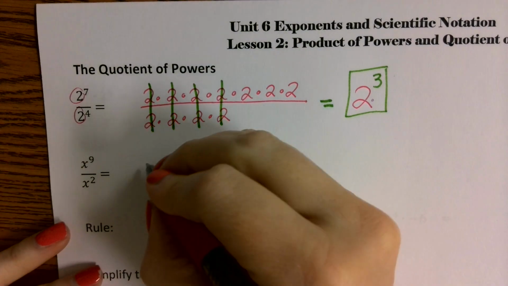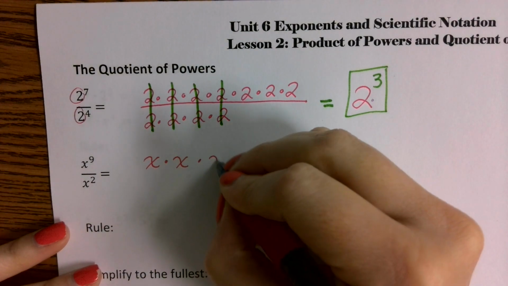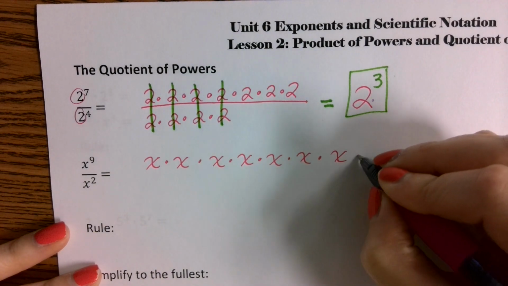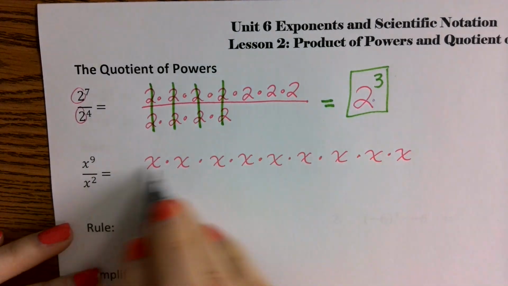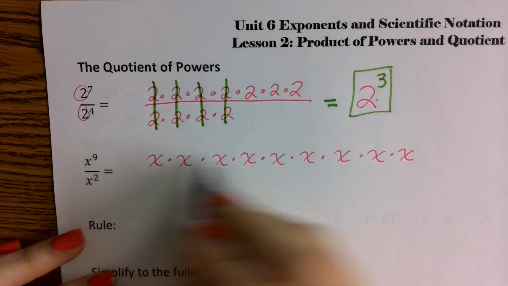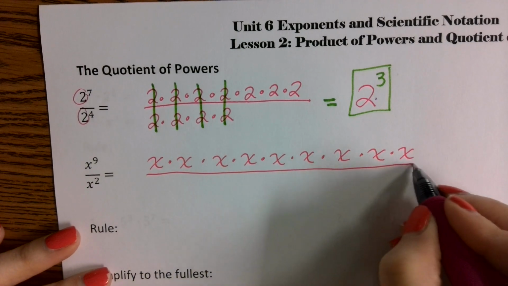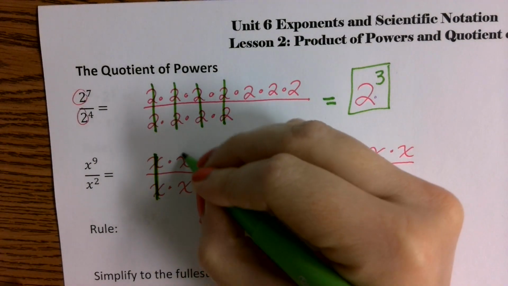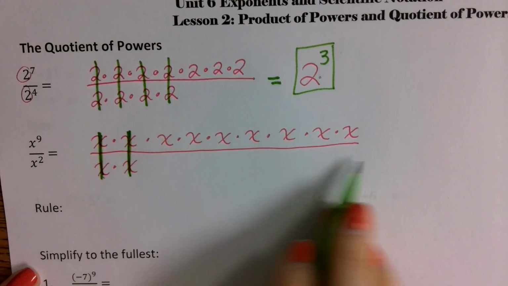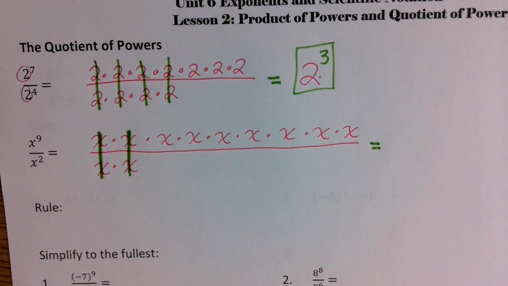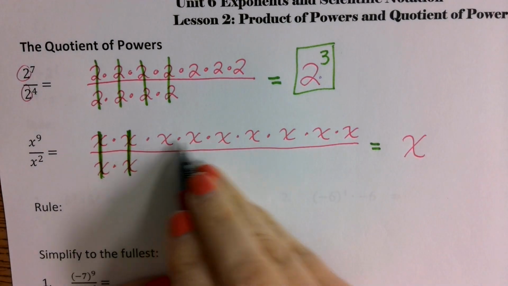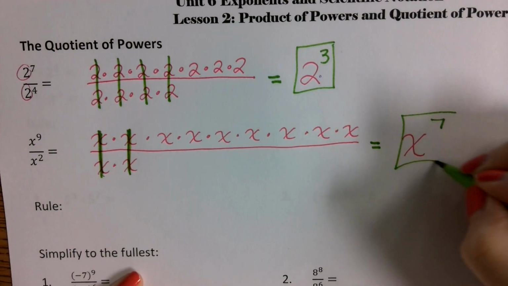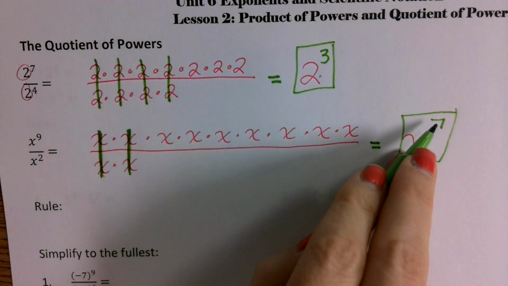Same thing for here, x times x times x times x times x times x times x times x times x. We've got x to the 9th. We've got 9 x's at the top. And on the bottom, we're just going to have x times x. And we can simplify it. We can cross off those. We have nothing remaining on that bottom. So that means our answer is x to the 1, 2, 3, 4, 5, 6, 7 power. Or you could just subtract 9 minus 2 and get 7 for your exponent.